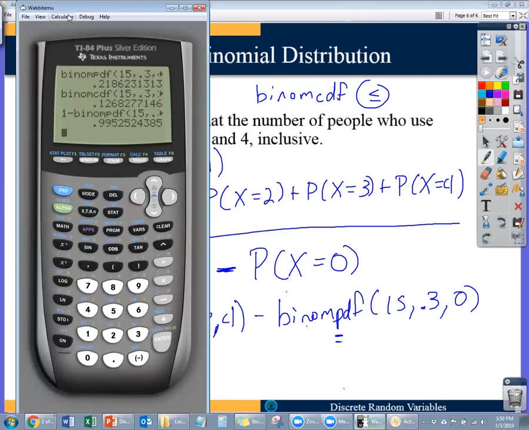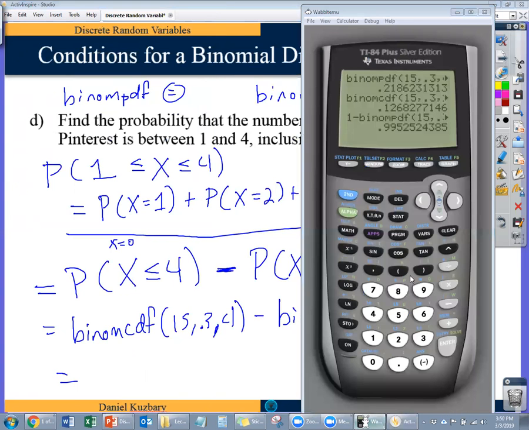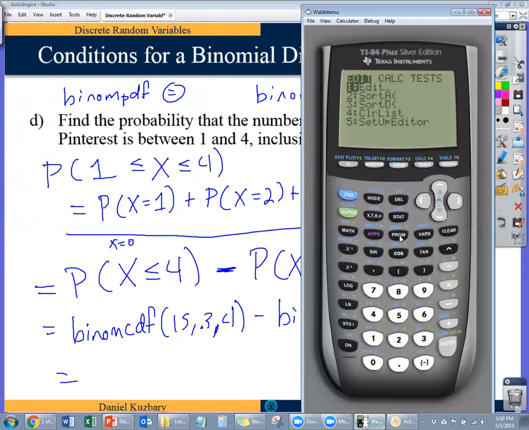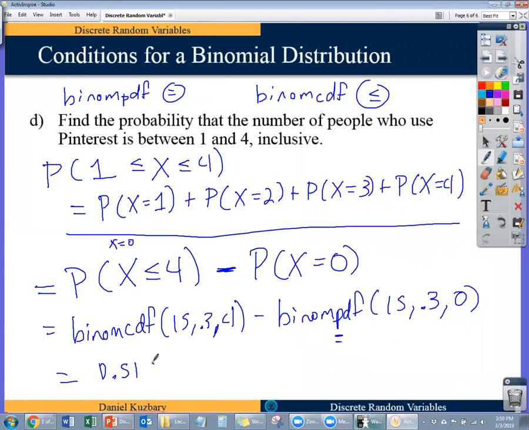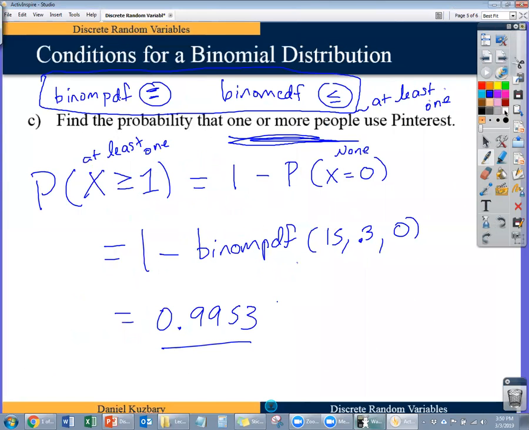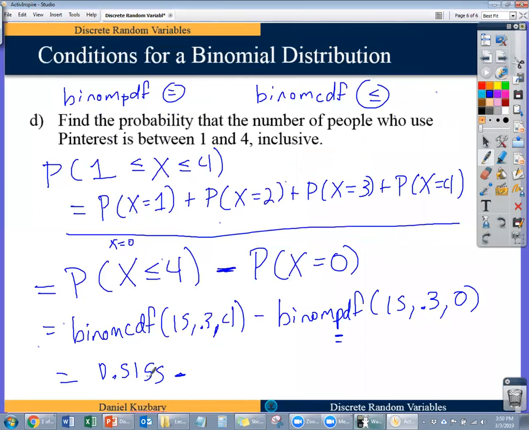Binom CDF 15, .34. I'm sorry, that's second bars. Binom CDF 15, .34. And this is 0.515. You can round that up to 5. And then we just found this one, I think. I think we found it over here. We didn't write it down. We'll have to find it again. Okay, so that's one of them.